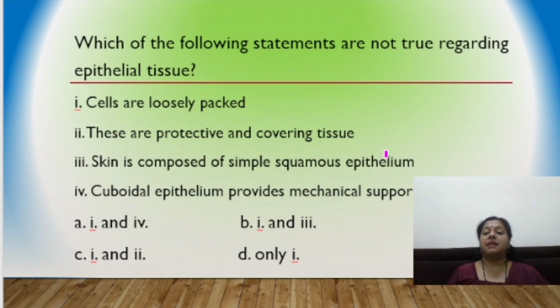Which of the following statements are not true regarding epithelial tissue? You know, epithelial tissue is the covering tissue in our body. Cells are loosely packed. Actually, it's wrong, because the cells are closely packed. So this is actually not true. These are protective and covering tissue. Yes, they are protective and covering tissue. Skin is composed of simple squamous epithelium. That's also wrong, because skin has a stratified squamous epithelium that is multi-layered. Then cuboidal epithelium provides mechanical support. Yes, that's the function. So here both 1 and 3 are the wrong statements.